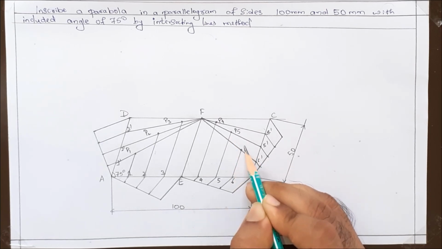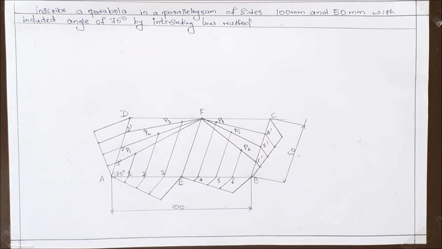P5 and P6 respectively. Now we have to join all the points from A to B passing through the points P1 to P6, which gives the smooth curve of the parabola. After joining all the points, we get the smooth curve of the parabola. This completes the construction of the parabola by the intersection lines method.